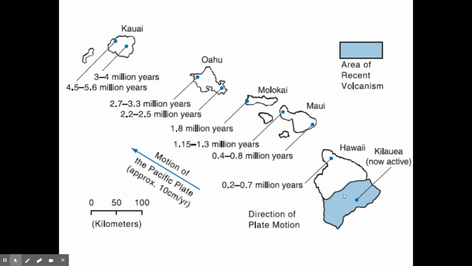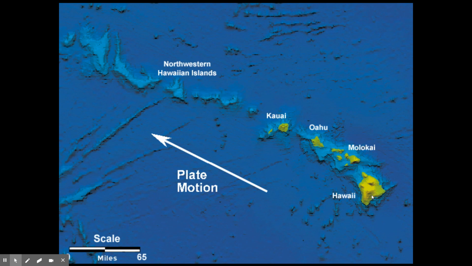So we can get an idea of the motion of the Pacific plate. We can tell which way it's moving because it's going to move in the direction where it gets older. These older volcanoes over here were one time over top of the hotspot over here, but they've moved off. This shows the exact same thing. It's active right here. The plume is right underneath the big island of Hawaii on the southeast side, but this entire plate has moved over top of it.